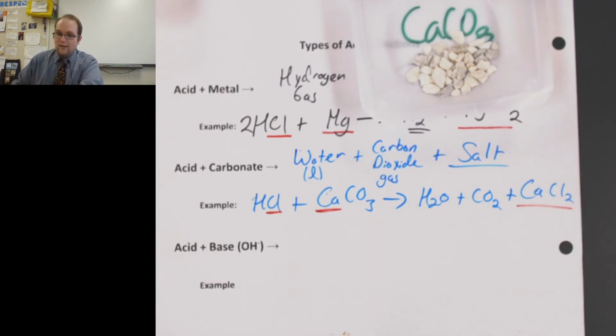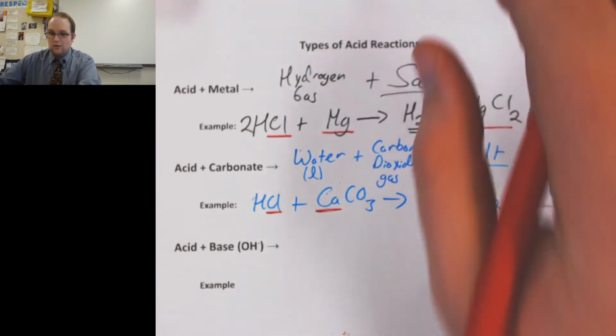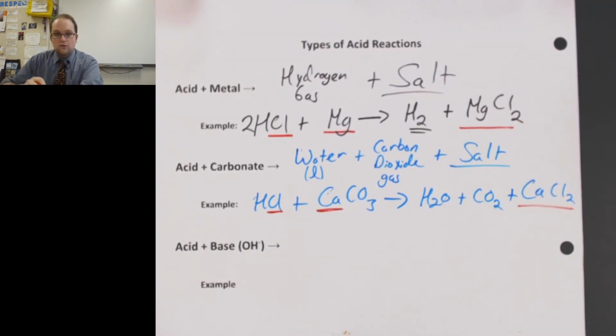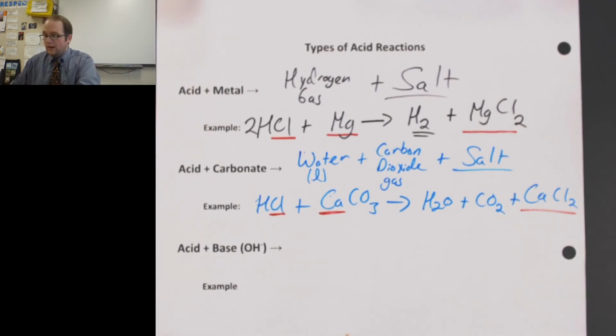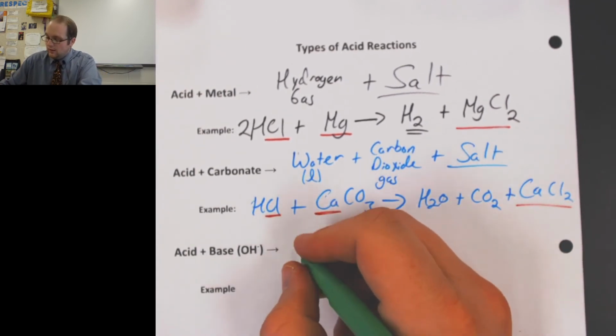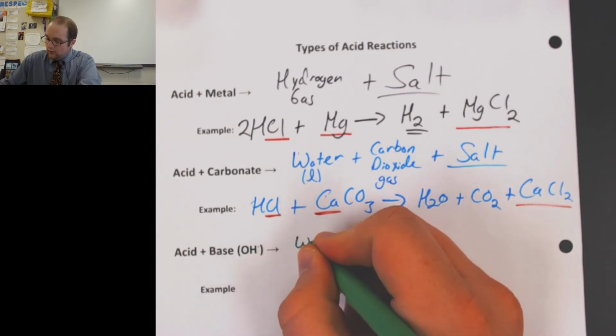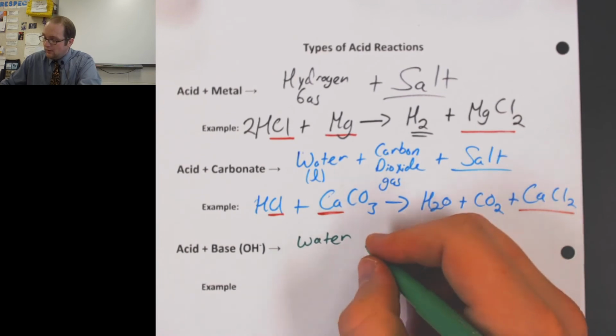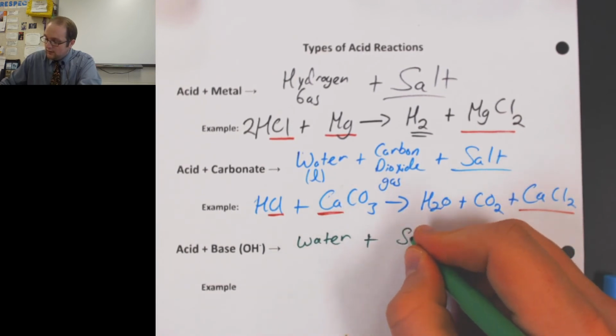So finally, our last type of reaction, that's between an acid and a base. This is sometimes called a neutralization reaction in our notes and in our vocab. But in this type of reaction, you are going to always create two things. You're going to make a water molecule, as well as a salt, just like the other two.